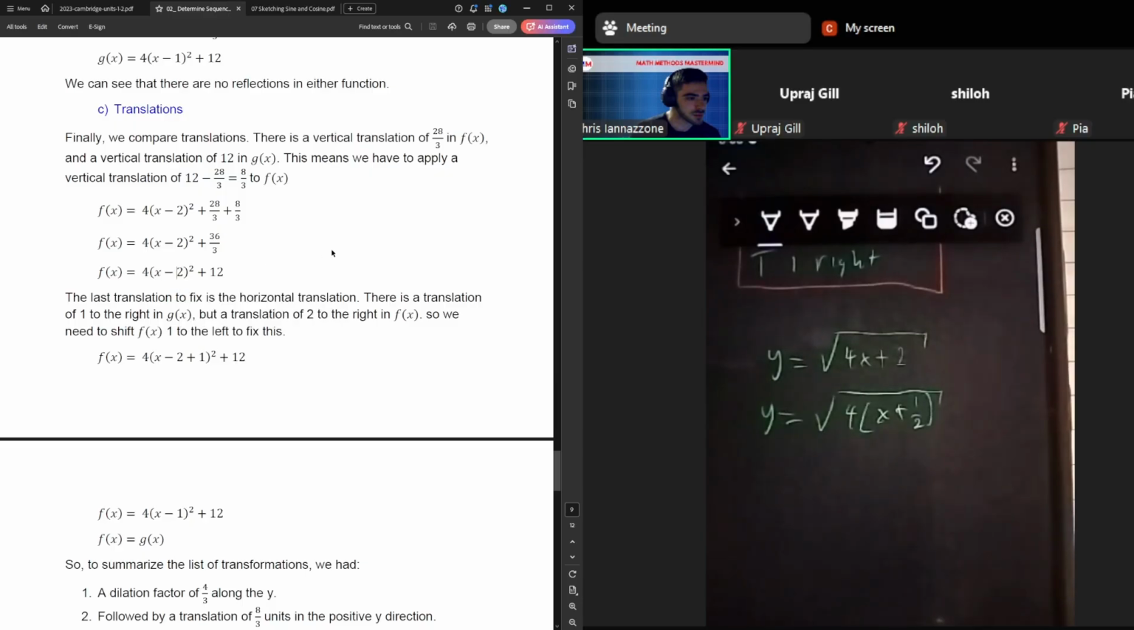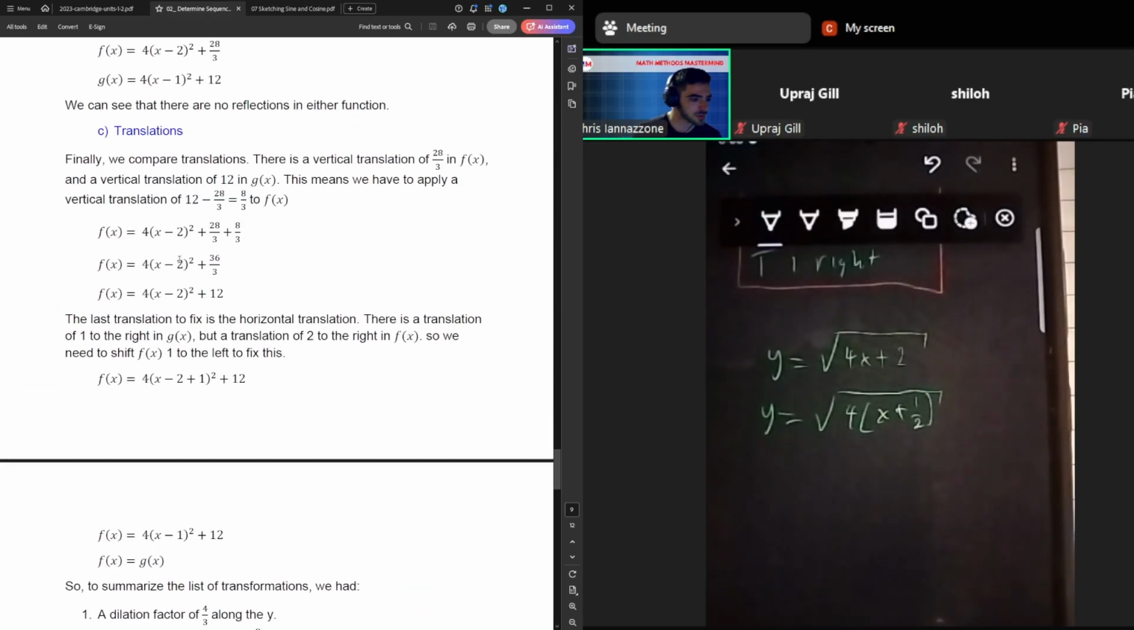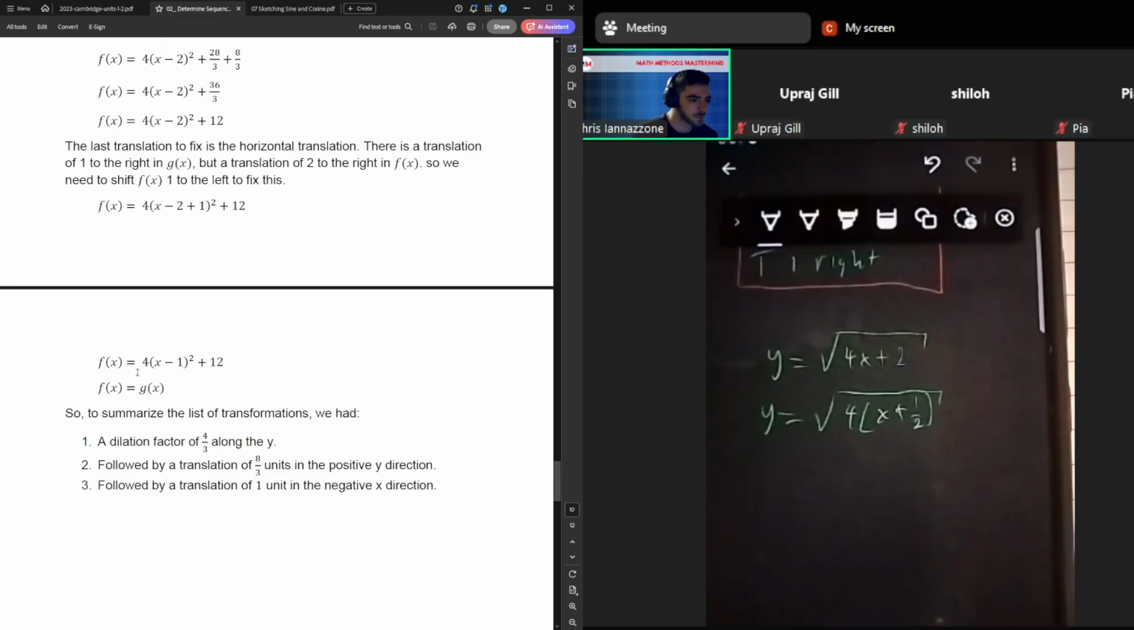And lastly, you would fix your horizontal translation. So you've currently got an x minus 2. You want it to be an x minus 1. That one you can probably quickly spot. You would just need to shift right by 1 additionally. Wait, no, sorry. We're going the other way around. F to G. This is a right by 2. This is a right by 1. So you need to shift left by 1 to get to it. And so that's exactly what you do.